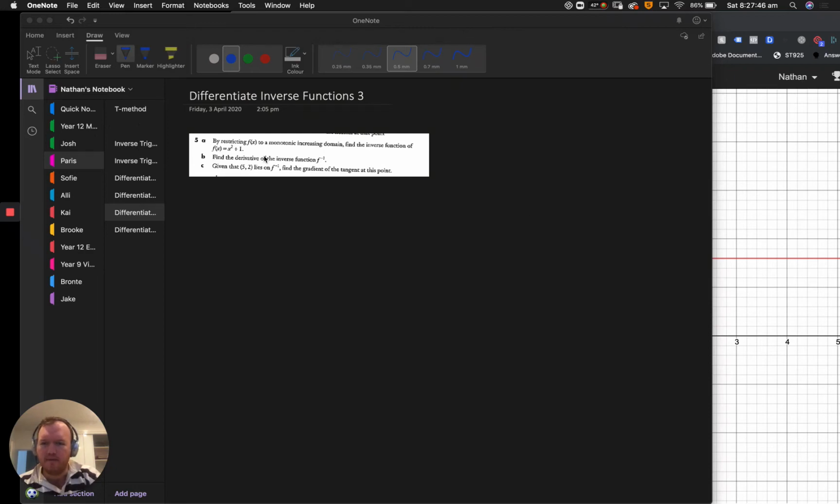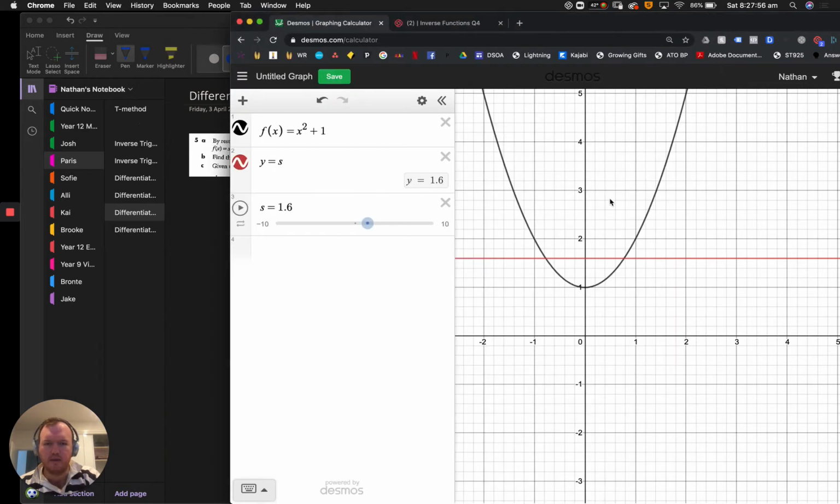So, question 5, we're looking at, by restricting f of x to a monotonic increasing domain, find the inverse function of f of x equals x squared plus 1. So, jumping over to Desmos again, this is the curve, or the function x squared plus 1, and we can see that it's not monotonic increasing. Here the function is decreasing down to the vertex, and then obviously increasing again.